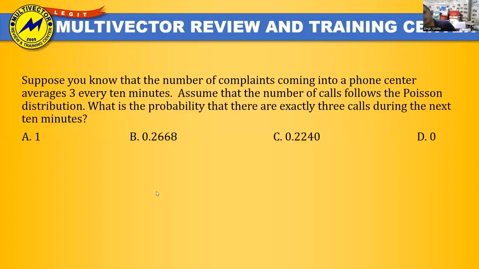Next problem, suppose you know that the number of complaints coming from a phone center averages 3 every 10 minutes. Assuming that the number of calls follow the Poisson distribution, what is the probability that there are exactly 3 calls during the next 10 minutes? Dito, direct formula na lang yung gagamitin natin. The direct formula for the Poisson distribution.